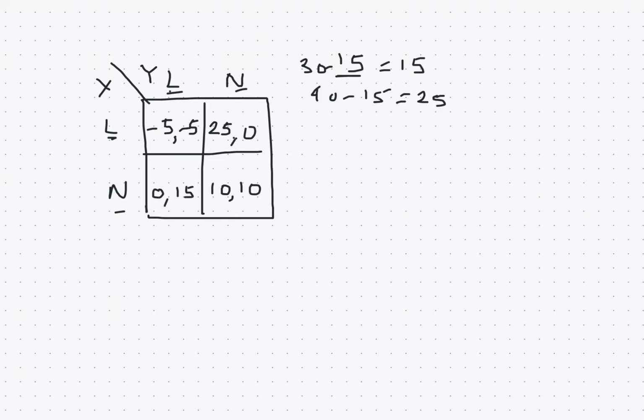So you can look at this game and you can verify here that there are two pure strategy Nash equilibria. So they are L and N, and N and L. So this one and this one, right? These are the two pure strategy Nash equilibria in this game.